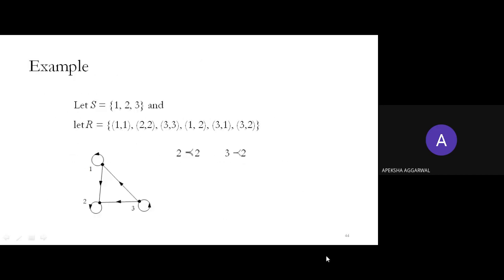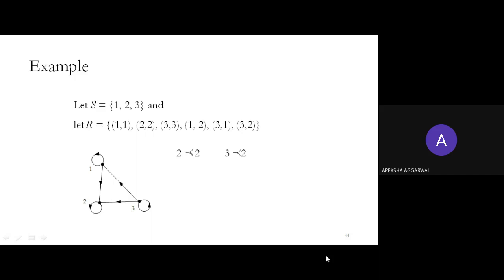Suppose we have this example. Tell me which of the following, suppose 1, 2 is there, so this is incomparable or comparable? If neither of the two is less than equal to the other, that means it is incomparable. A should not be less than equal to B and B should not be less than equal to A. So that means it is incomparable. So what is 1, 2? 1, 2 is comparable? Yes, because 1, 2 is belonging to this.